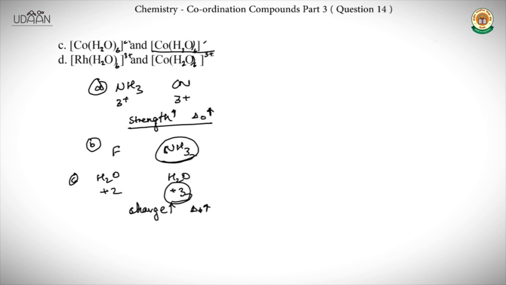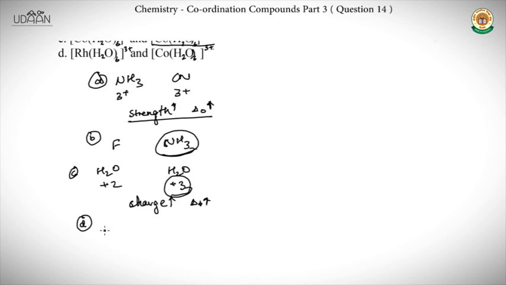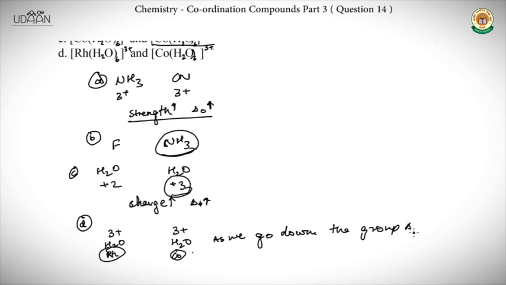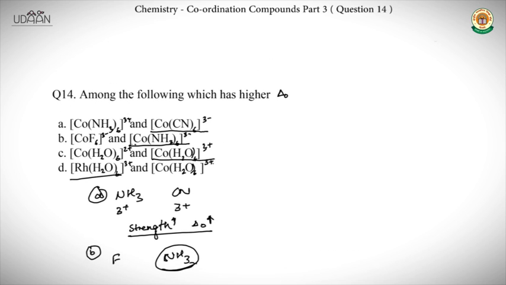The fourth one is slightly different from the others. The fourth subpart has the same charge and the same ligand, Okay, but it has metals from different periods of the periodic table. As I discussed in the last question, all the metals then were from the same period. This time they're from different periods of the periodic table. Rh is one row below Co. So hence, as we go down the group, CFSE increases. Okay. So this is again something you will have to remember: as we go down the group, delta O increases. So in this case, the first one is the higher delta O, since rhodium lies below cobalt in the periodic table.